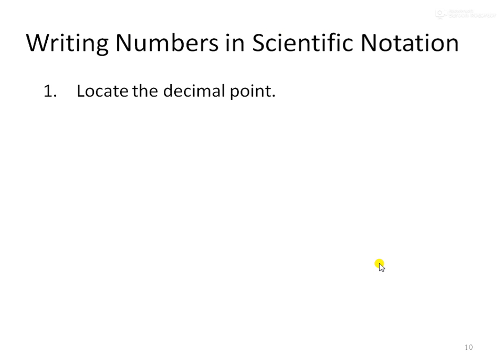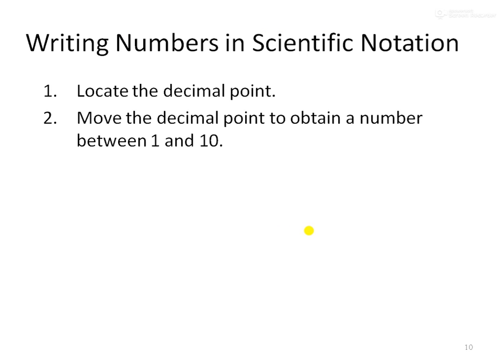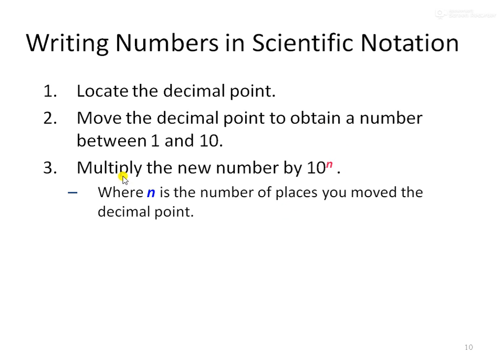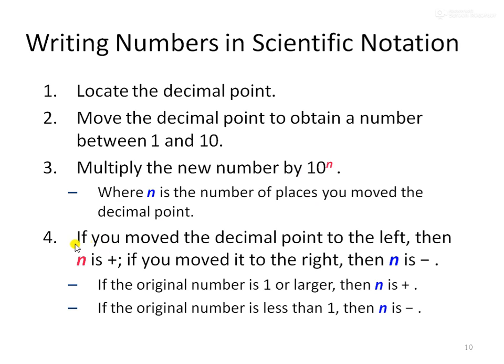Now let's understand how we can write numbers in scientific notation. First of all, you have to locate the decimal point. Second, move the decimal point to obtain a number between 1 and 10. Third, multiply the new number by 10 to the power of n, where n is the number of places you move the decimal point. And this is very important: if you move the decimal point to the left, then n is positive. If you move it to the right, then n is negative.